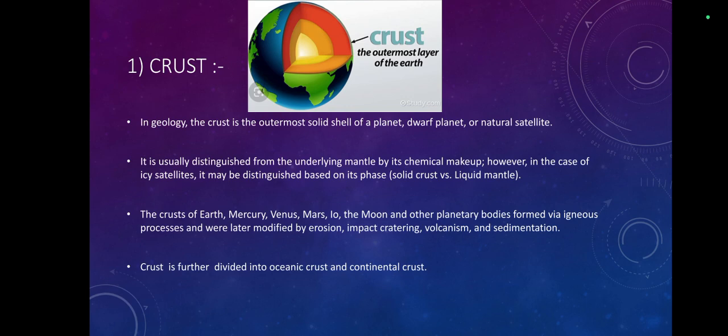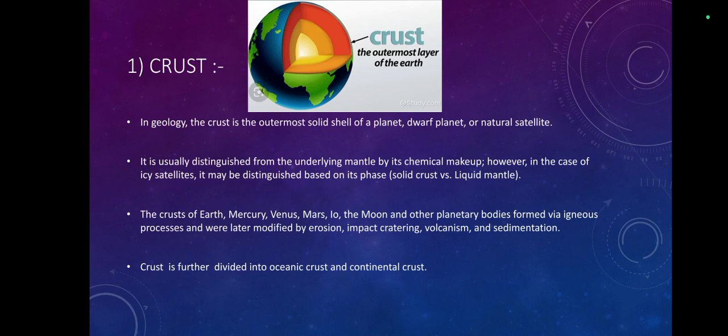satellite. It is usually distinguished from the underlying mantle by its chemical makeup. However, in the case of icy satellites, it may be distinguished based on its phase, that is solid crust versus liquid mantle. The crust of Earth, Mercury, Venus, Mars, the Moon and other planetary bodies formed via igneous processes and were later modified by erosion, impact cratering, volcanism and sedimentation.